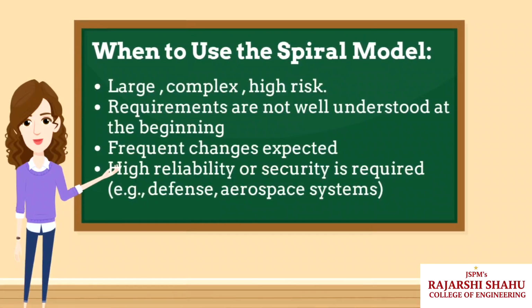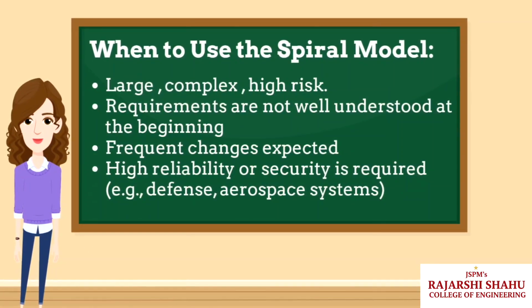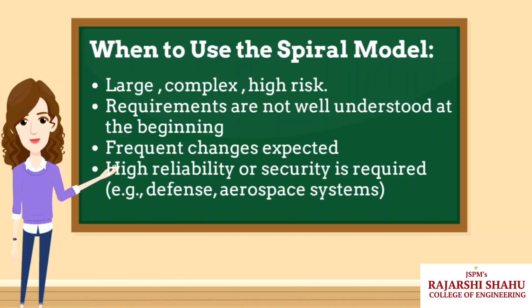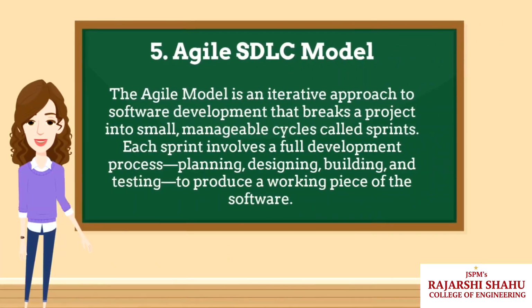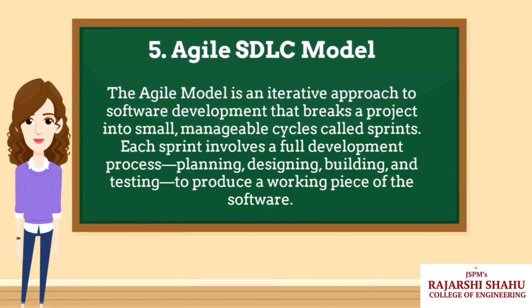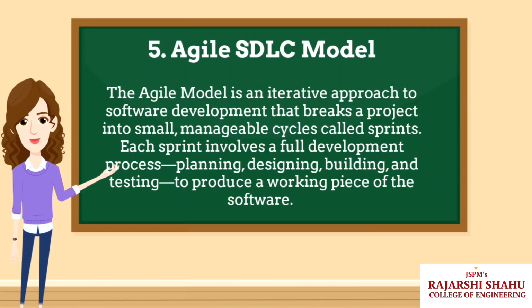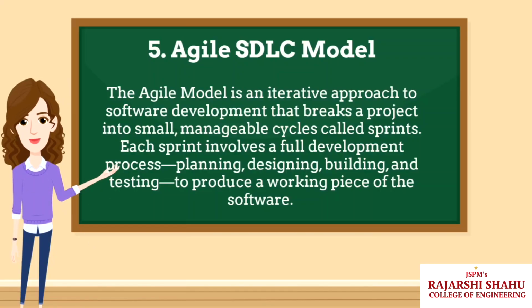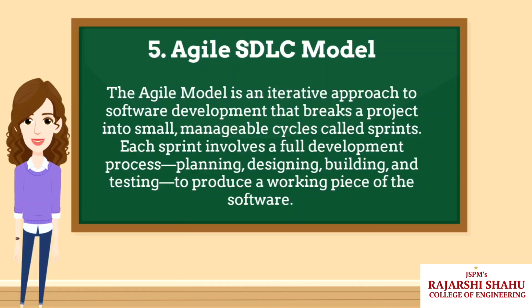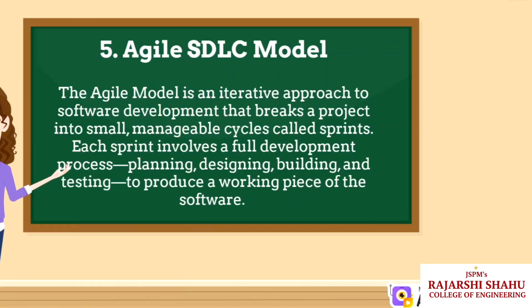Use the spiral model for large, high-risk projects with unclear requirements, frequent changes, and a need for high reliability or security. Agile SDLC model. The Agile model is an iterative approach to software development that divides the project into small cycles called sprints. Each sprint covers planning, designing, building, and testing, delivering a working piece of software at the end.